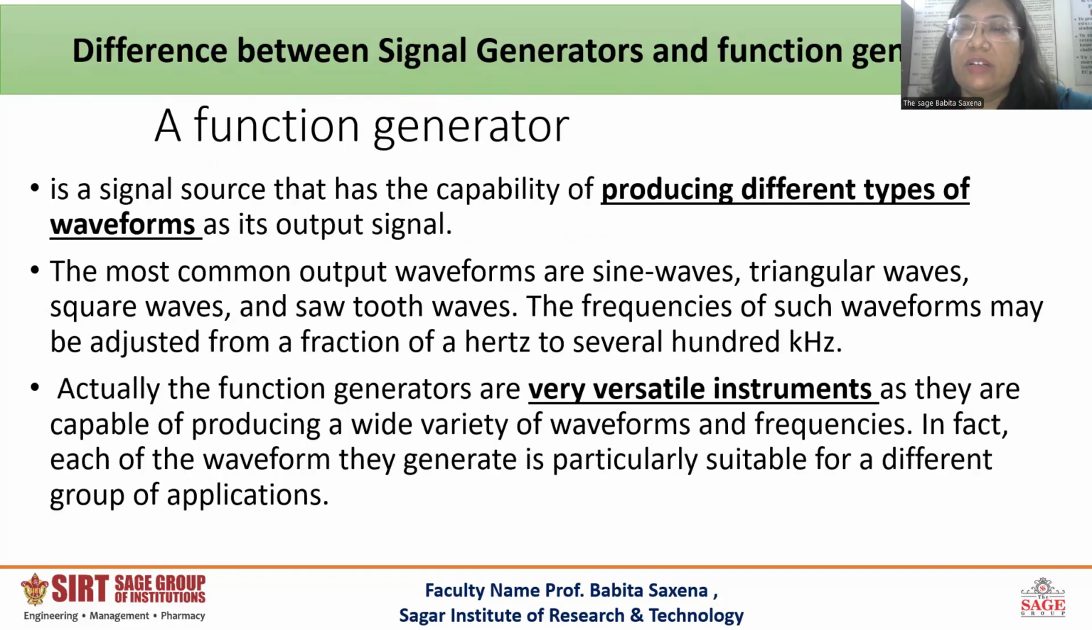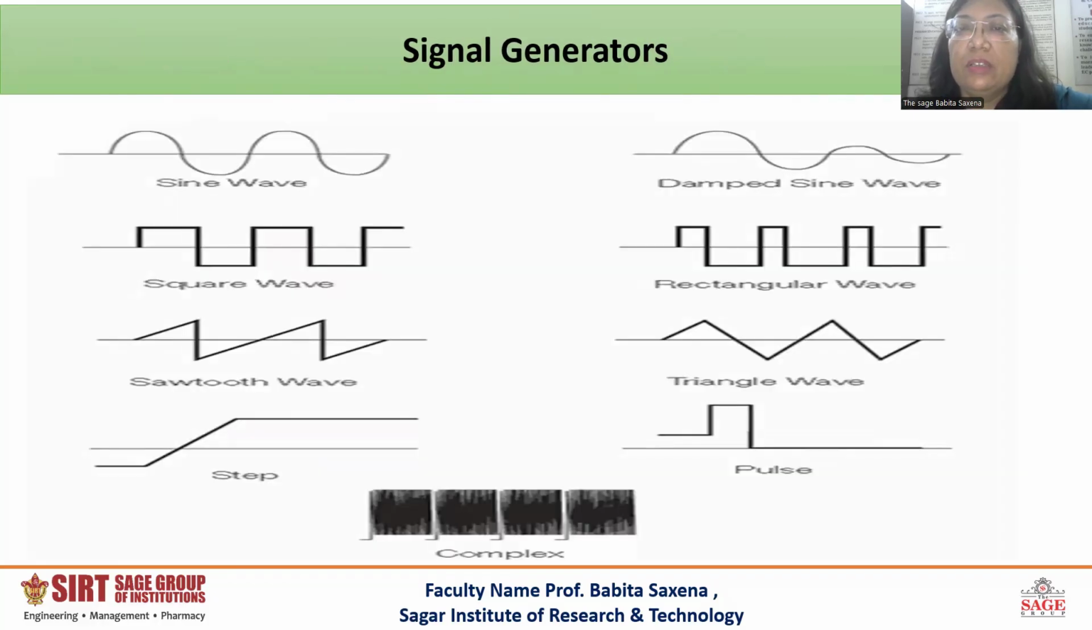Which type of electrical signal can it generate? It can generate sine wave, square wave, rectangular, sawtooth, step, and pulse. These are very important signals for the purpose of testing. So these signals can be generated with the signal generator.